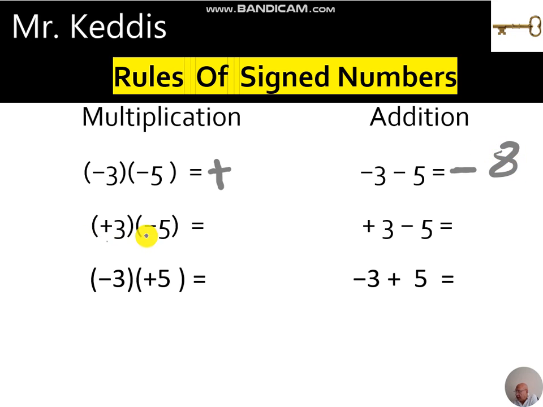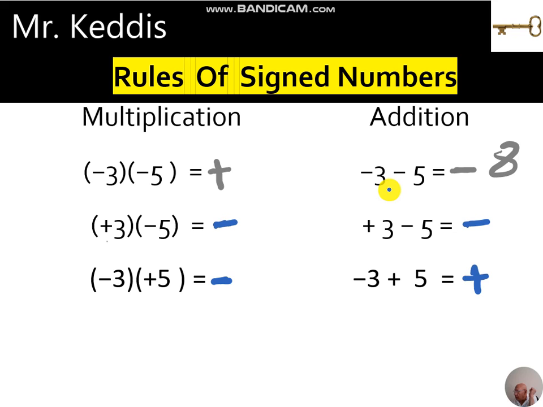In multiplication, when I have different signs, the sign stays negative. In addition, I take the sign of the higher number. I have 5 and I have 3. 5 is higher than 3. I take the sign in front of the higher number. The sign in front of the 5 is negative. The sign in front of the 5 here is positive.